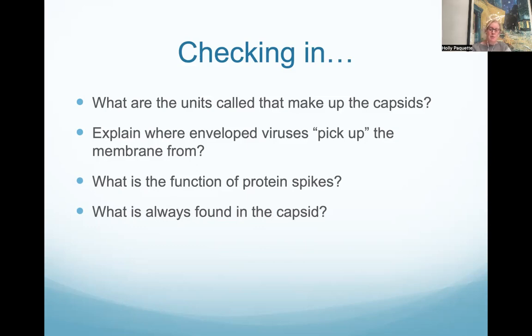What is the function of protein spikes? To bind the host cell receptors and gain entry into the cell for the virus. What is always found in the capsid? That's going to be the genome.